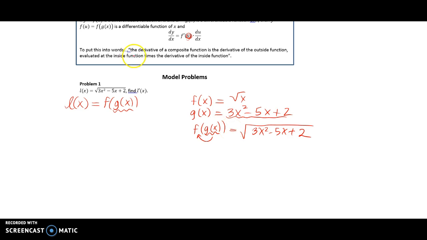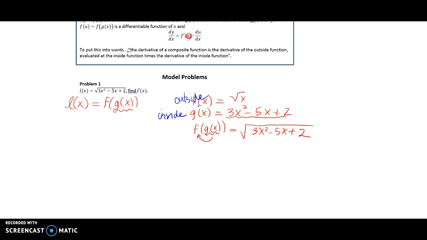The new rule says that the derivative of a composite function, and I've got a composite function, is the derivative of the outside function evaluated at the inside function times the derivative of the inside function. So let's make sure this is really clear. Our outside function is f of x. Our inside function here is g of x.